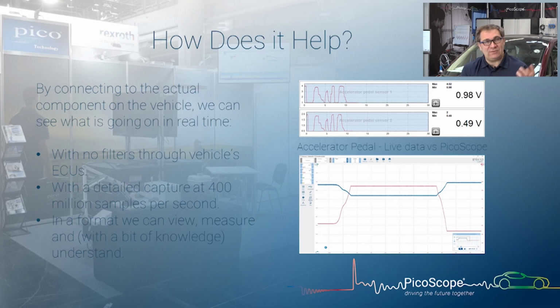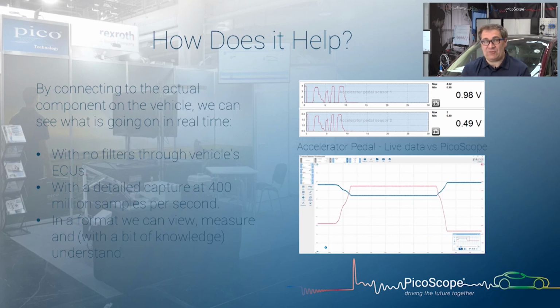And that allows us, if we just take here, this is a typical example of what we would see in a serial diagnostic tool. So this is live data, and sometimes people get confused about the difference between live data and what we see with PicoScope. So live data is often just a filter for an ECU. This is an accelerator pedal, so we're seeing both tracks there.